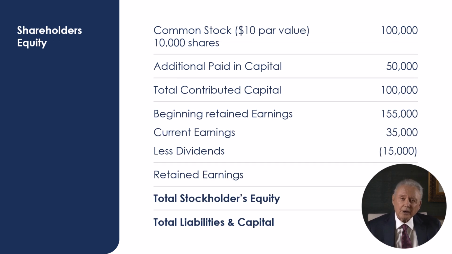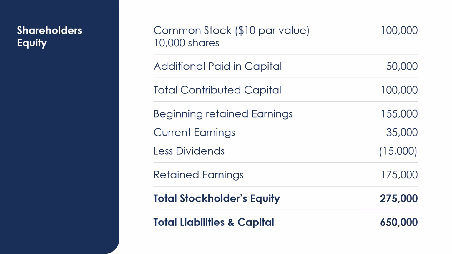Here we have total equity of $275,000. Contributed equity, $100,000, as identified in a previous slide. Retained earnings, $175,000, also accounted for earlier.